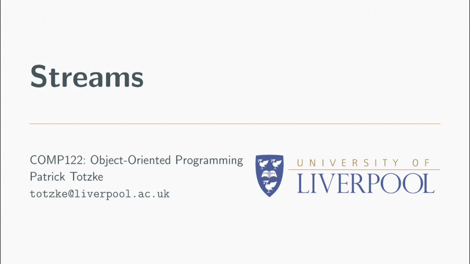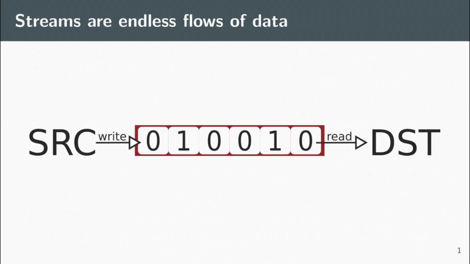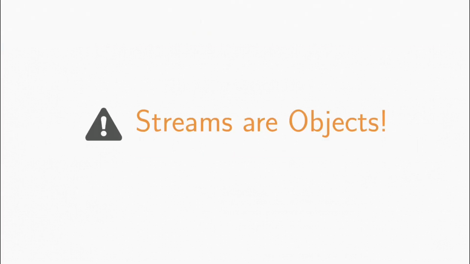We will have a look at the notion of streams, upon which all of Java's input and output is based. Streams are flows of data from a source to a destination. The source can write to a stream on one end, and the destination can read off the stream on the other end. As ever so often, streams are objects.